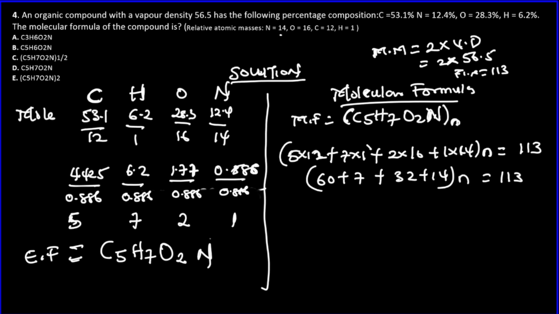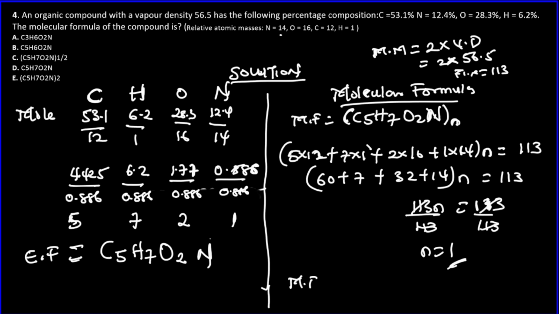So 60 plus 7 is 67. 67 plus 32 should be 99. 99 plus 14, that is 113 times n, that's 113n. Divide both sides by 113. So n is what? 1. Very simple. n is 1.